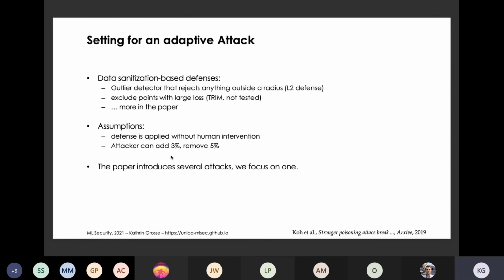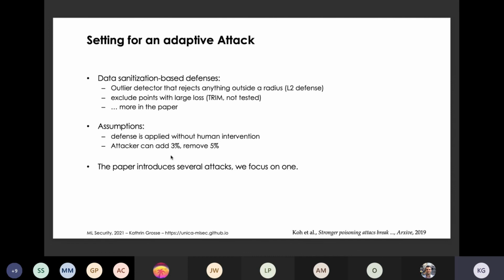So there's this one paper. They actually introduced several attacks, and we're going to be focusing on one here. And they consider data sanitization-based defenses. So if you think about the first block, you do something with the data, you sanitize, and then you train your classifier. So we in particular are going to discuss two of these.